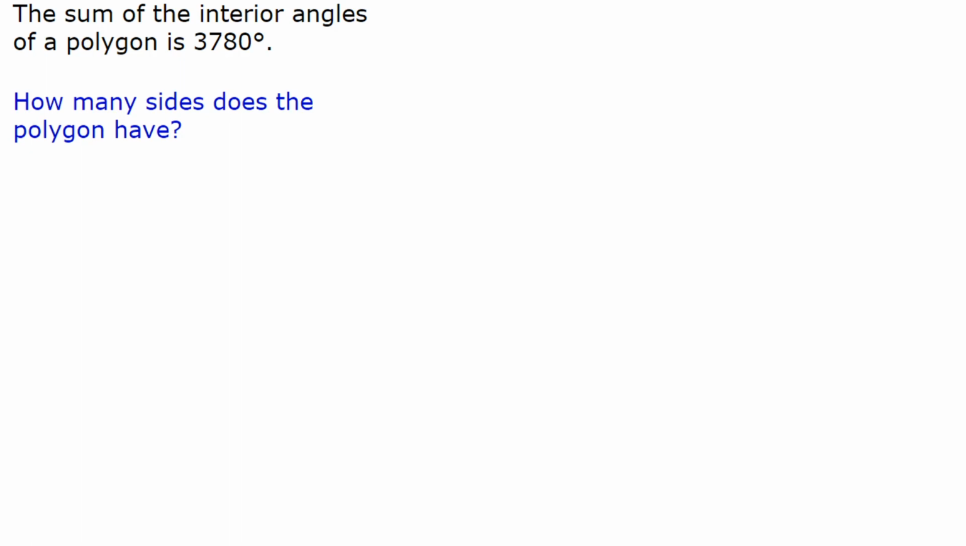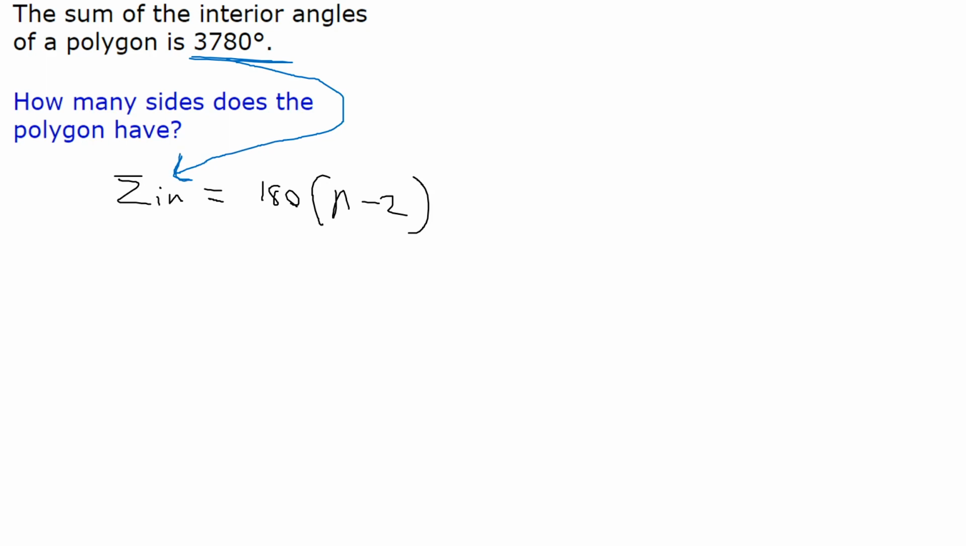Okay, when you have this example, this is the only time I would recommend using the first formula, where the sum of the interior is going to be 180 times n minus 2. We know that the sum of interior angles is 3,780, so we sub that in for sigma in, right? So 3,780 is going to be equal to 180 times n minus 2.